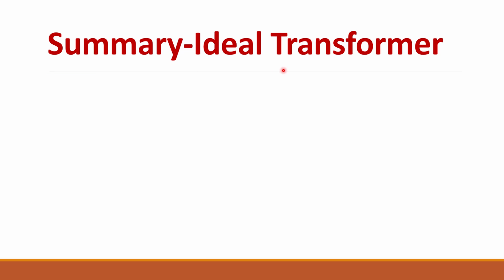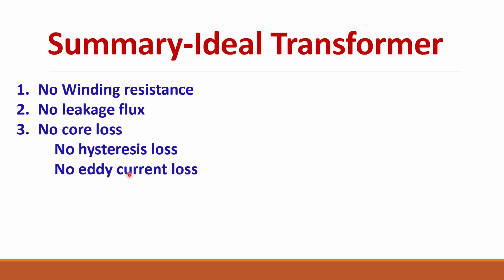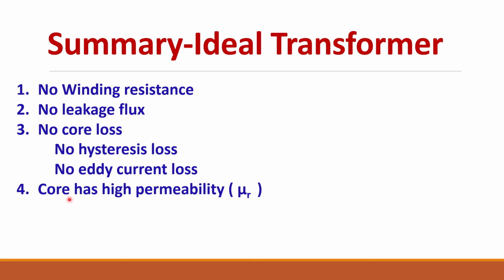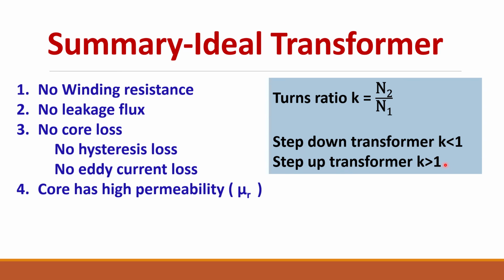Let us summarize about the ideal transformer. We have assumed that there is no winding resistance, no leakage flux, no core loss. Core loss includes hysteresis and eddy current loss. And the core has a constant high permeability. The turns ratio of a transformer is given by N2 by N1. For a step down transformer, the turns ratio is less than 1, whereas for a step up transformer, it is greater than 1.